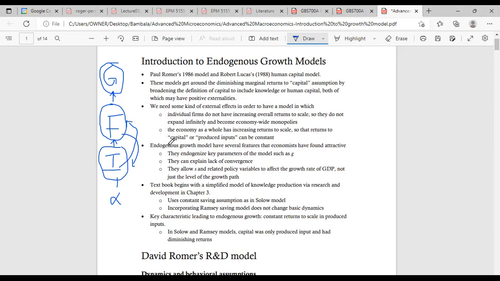So basically, what we are saying is that the economy as a whole has increasing returns to scale, so that the returns to capital, or produced inputs, can actually be constant. Okay, so the CRS still applies. So this is actually conforming to the Cobb-Douglas.